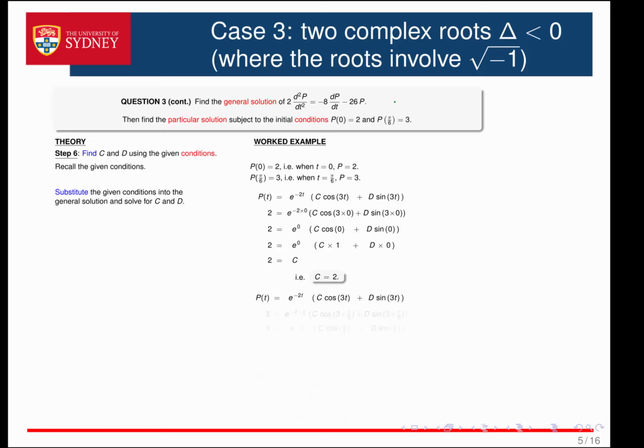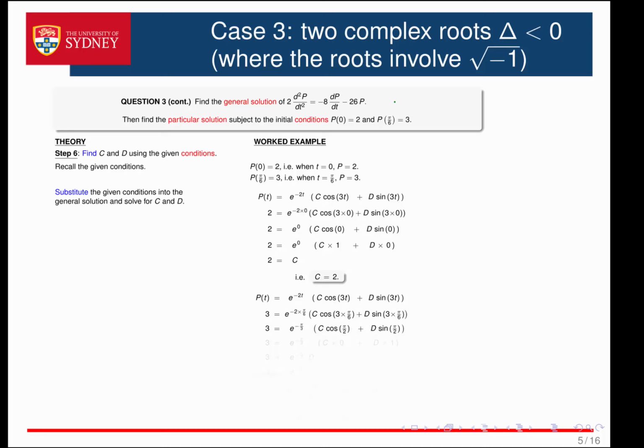Now the second condition says that when t is equal to pi on 6, p is equal to 3. We substitute pi on 6 for t wherever it occurs, and substitute 3 for p wherever p occurs. This gives us 3 is equal to e to the negative 2 times pi on 6 times c cos of 3 times pi on 6 plus d sine of 3 times pi on 6.